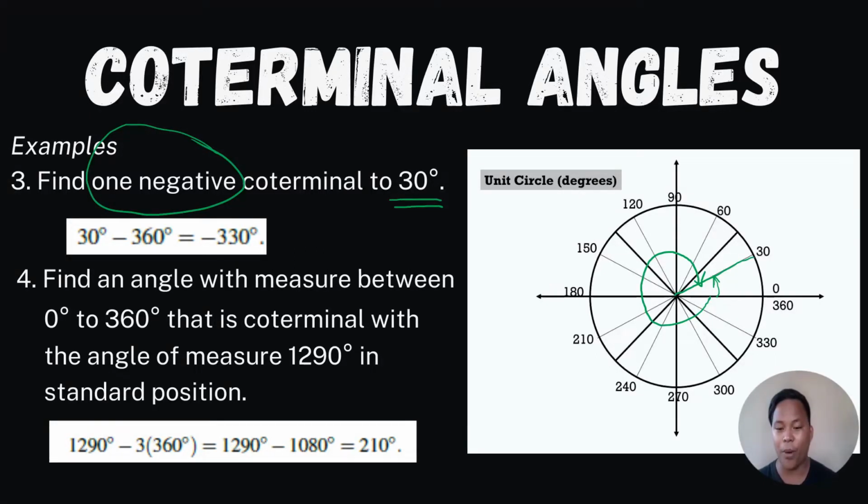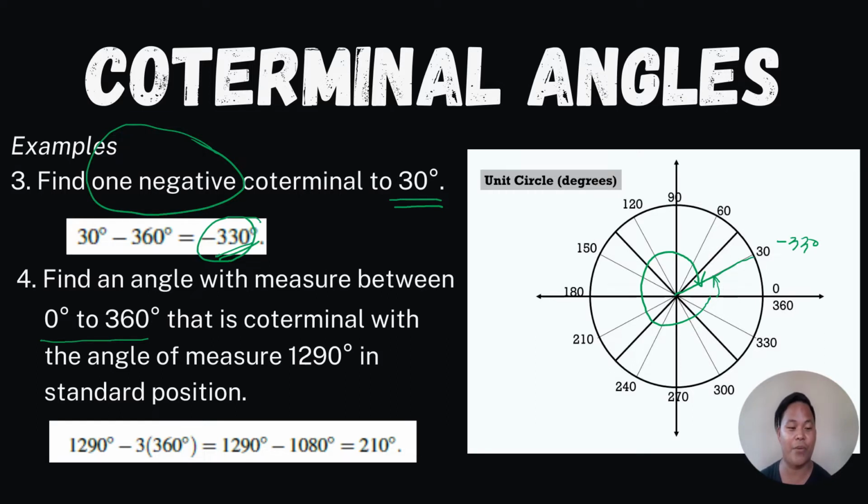And since one complete revolution is equal to 360, we're going to subtract 360 from 30 degrees para makuha natin yung negative coterminal angle. And the angle coterminal to 30 degrees is negative 330 degrees. So, ito po ay negative 330.